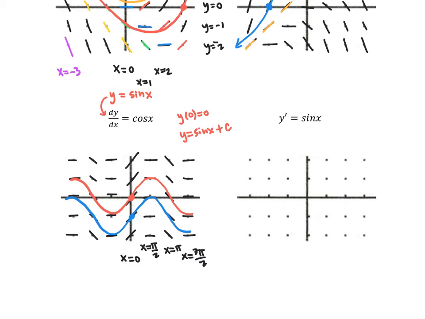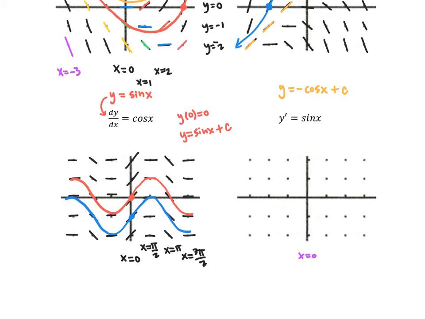Okay, now let's consider y prime equal to sine x. And let's just think about what function's derivative gives us sine x. Well, that would be negative cosine x. Okay, so we should visualize y equal to negative cosine x as a family of solutions, right? Plus c. I don't know what my initial condition will be, but let's graph sine x.